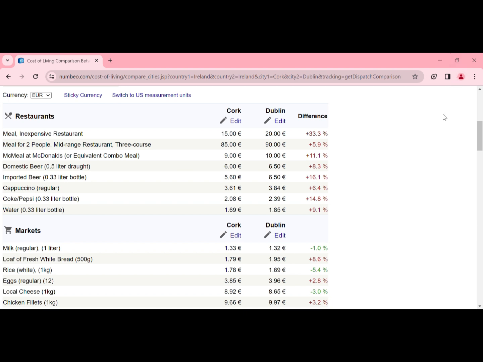For my coffee lovers, for cappuccino, we have 3.61 euros in Cork and then 2.39 in Dublin. So like coffee is more expensive. Sorry, so 3.61 in Cork and then 3.84. Oh, I was about to say something I'm not supposed to say. So it's actually still expensive in Dublin. Yeah, and the Coke and Pepsi still expensive in Dublin. Water is still expensive in Dublin.